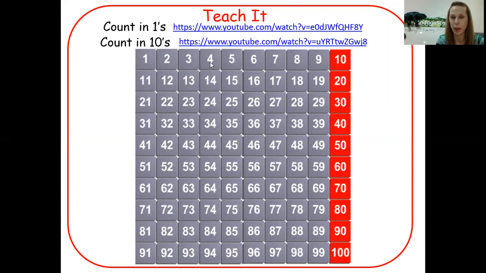So let's start on 4 then. 4 in your heads and count on 10 more, remembering that we've always got to say 4 ones every time. Ready? 4, 14, 24, 34, 44, 54, 64, 74, 84, 94. Well done, we got all the way to the bottom of the 100 square.